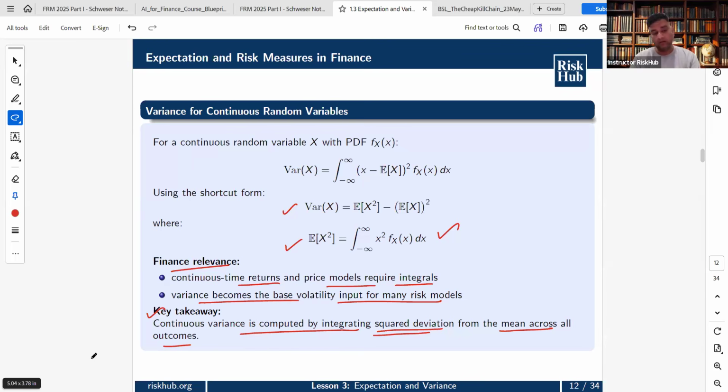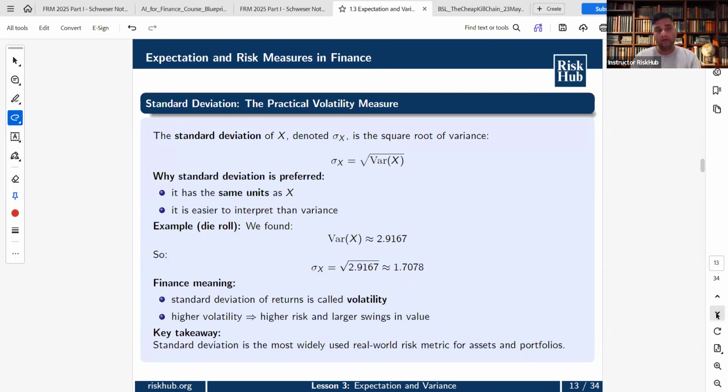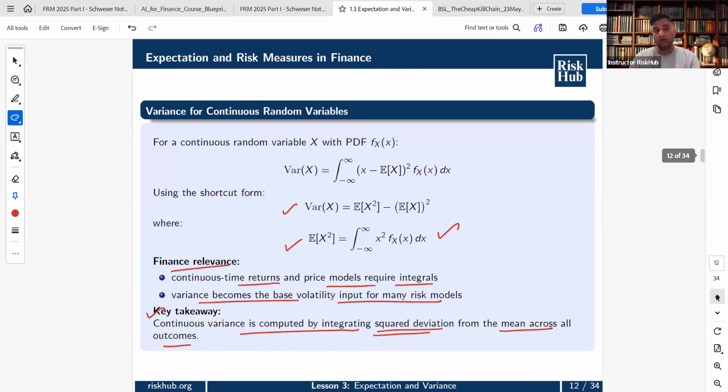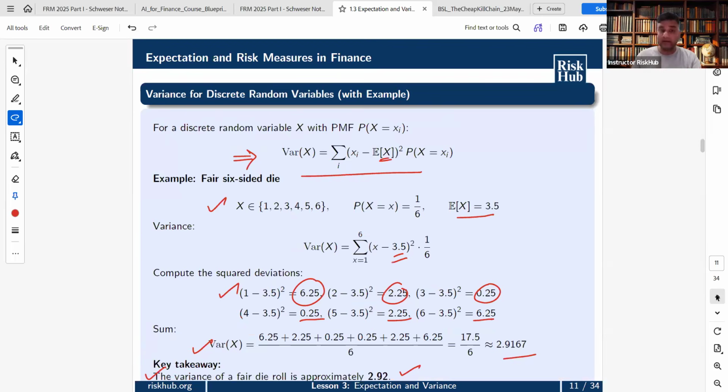So remember that very clearly when you are trying to solve this. That's the whole idea. One is your variance for a discrete random variable.